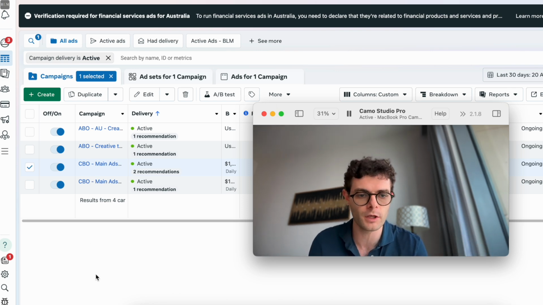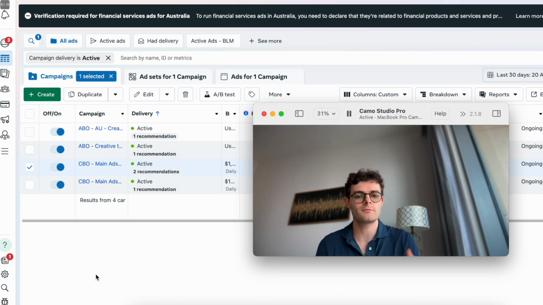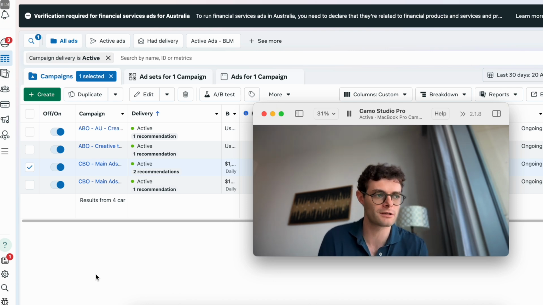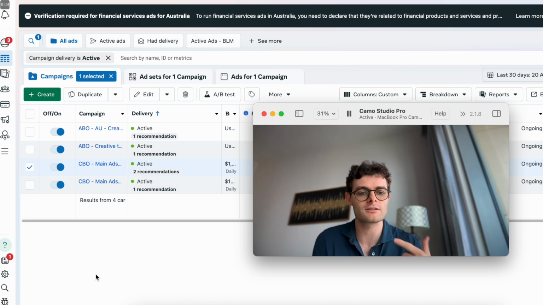What happens in a CBO, not to get too much on a tangent, is that some ad sets are just going to spend zero, and I know that people are going to say, hey, if it spends zero, it means that it's not scalable or it's not as good as the main ad. I agree with that.